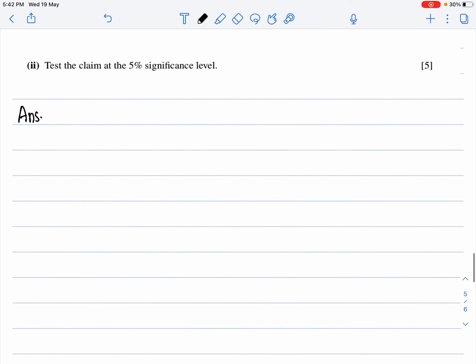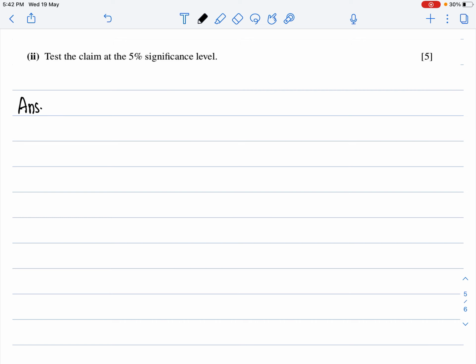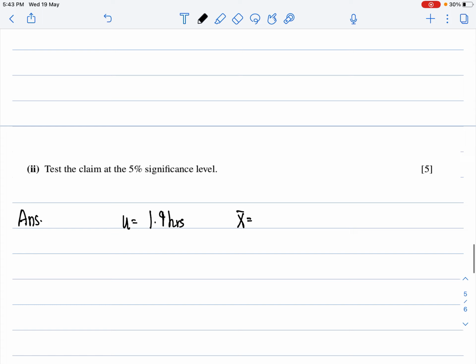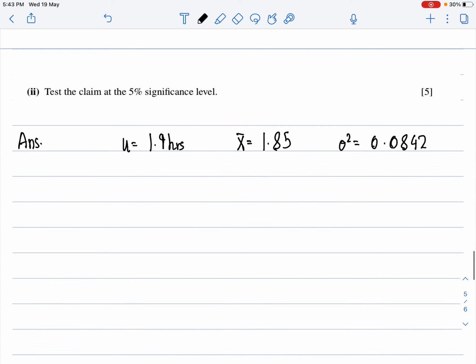Now, test the claim at 5% significance level. For this, I know my mean is 1.9 hours. I know the test value, which was the unbiased estimate of the mean, is 1.85. I know the variance is 0.0842, which I calculated in the unbiased estimate of the variance in part 1. And I know my n is 50 because I took 50 days in the sample.